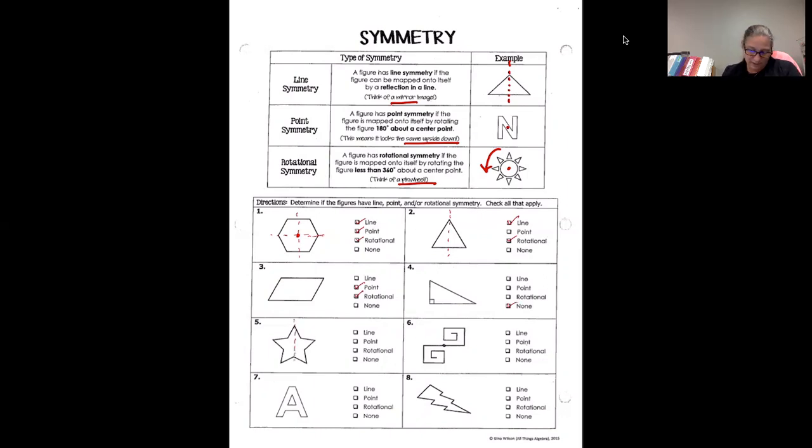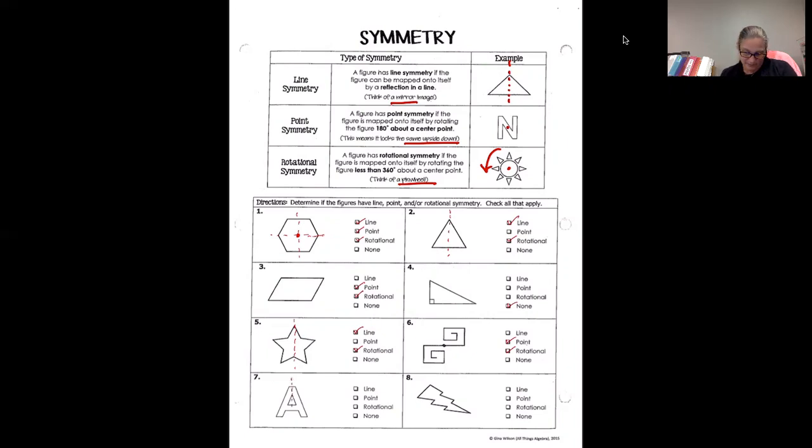Number 5, we can cut it in half, so we have line symmetry. It does not have point symmetry because it does not look the same upside down, but we can rotate it and it looks the same. Problem number 6, line symmetry, it does not have a mirror image when we cut it in half. Point symmetry, we can rotate it and it looks the same upside down, and we can rotate it less than 360 degrees and it will look the same.